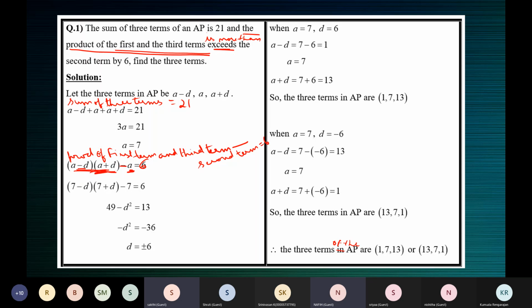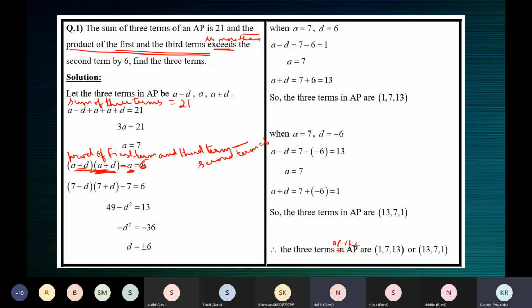Yes, ma'am, I have got it. Okay. You can write the product of the first term and the third term is equal to 6 plus the second term. Any questions, children? No, ma'am.